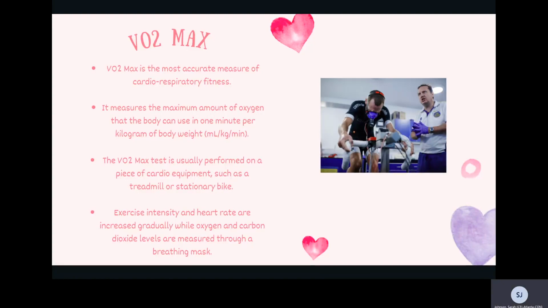So the VO2 max is usually performed on a piece of cardio equipment, such as a treadmill or stationary bike, as you see here. Exercise intensity and heart rate are gradually increased, while oxygen and carbon dioxide present in the inhaled and exhaled air are measured through a breathing mask that this guy also has on. So VO2 max is reached when the oxygen consumption levels off, despite the increase in intensity. So you'll mostly see these tests being done in a clinical site, obviously, due to the amount of equipment that is needed.